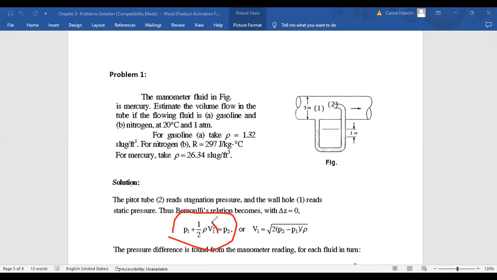Because to find v1 we should find p2 minus p1. So by taking p1 to the other side, we find that v1 is the square root of 2 times (p2 minus p1) over rho. But how to find delta p here? What should we do to find delta p? How do we find the variation in pressure from one point to the other using the manometer? You remember in the previous chapter, all you have to do is to move within the fluid. Here you have mercury.